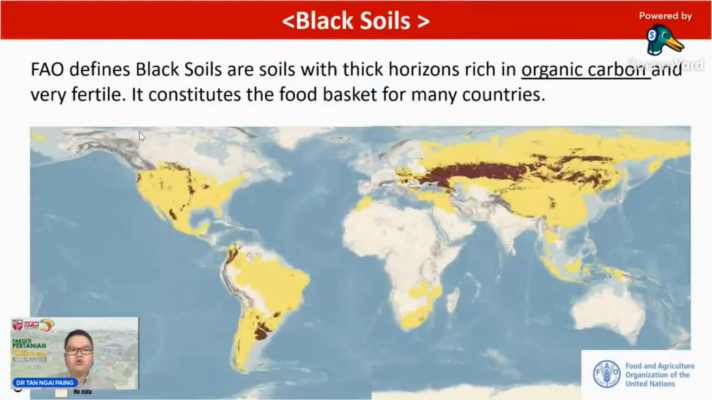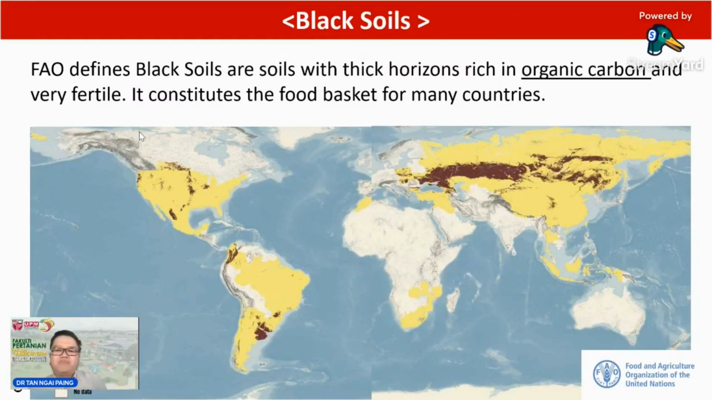So without further ado, why do we need fertilizer? We need fertilizers because we need to fertilize our soil. But how good is our soil? Here we are presented with a map. This map is from the FAO, the Food and Agriculture Organization of the United Nations. The FAO puts a lot of emphasis on black soil.